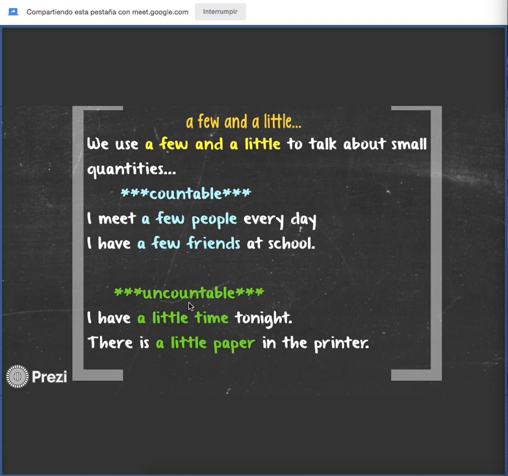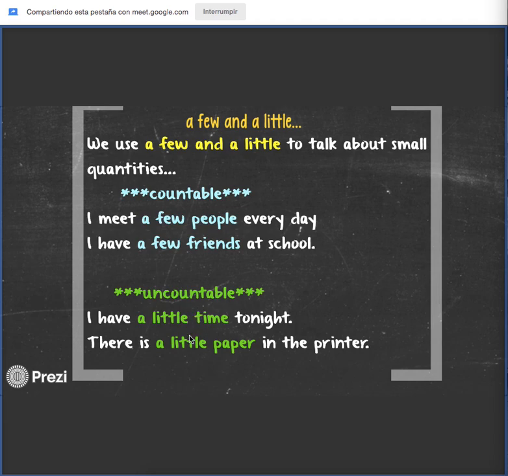On the other hand, we have a little that is uncountable. So, let's take a look at the examples. You can say, I have a little time tonight. Tengo un poco de tiempo esta noche. But time is uncountable, so you have to use a little. No puedes decir, I have few time. Si tú dices, I have few time, es como, no, no está bien. I have little time. Porque little es con uncountable.